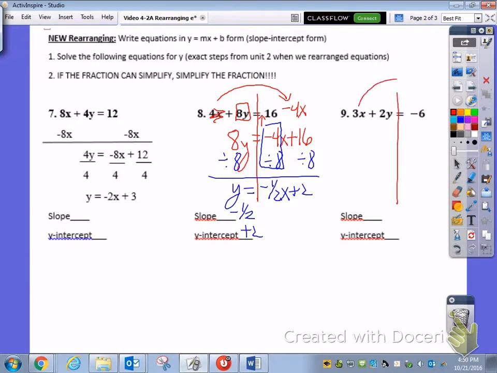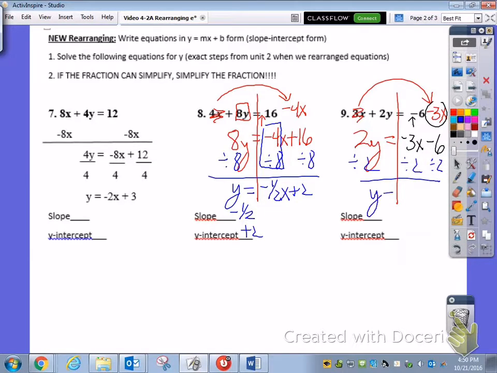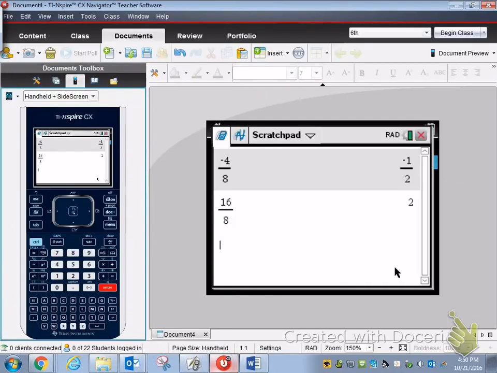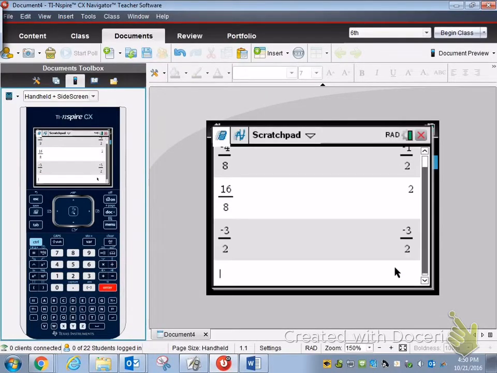Draw your line, move the 3x over, so it becomes a negative 3x. 2y equals, I want my x first, so since it's a negative 3x, and then this is a negative 6, I put minus 6. The opposite of multiplying by 2 is to divide by 2, so I have to divide each thing by 2. So y equals, make sure you type it in just like that. So that is negative 3 divided by 2, and that's negative 3 over 2.